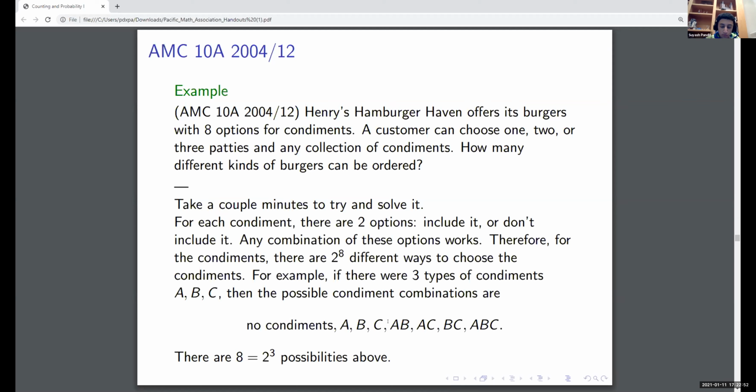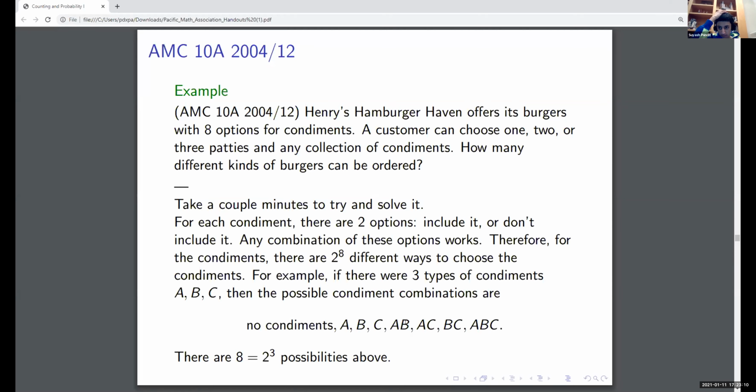Okay, and just to illustrate this point better, if you have, let's say, only 3 condiments, you could have no condiments, condiment A, B, C, condiments A and B, A and C, or B and C, or all 3 of them. And you can see there are 8 possibilities. That's equal to 2 cubed.